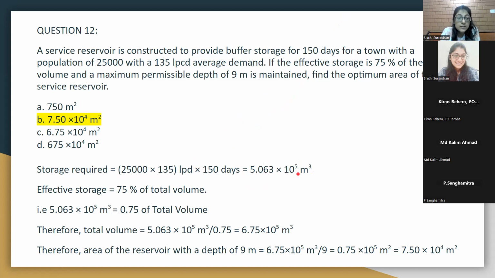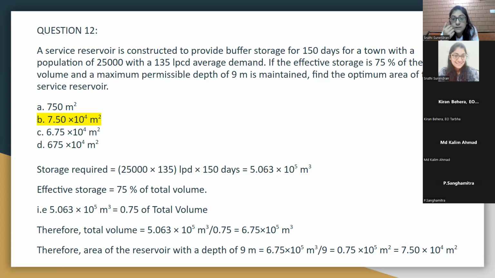First, what we have to do is get a volume value. The volume value can be obtained by multiplying the population with the average demand in liters per capita per day, which will give us the liters per day rate. When we multiply it with 150 days, we get the liter value. When you convert it to meter cube, you will get 5.063 into 10 to the power 5 meter cube.